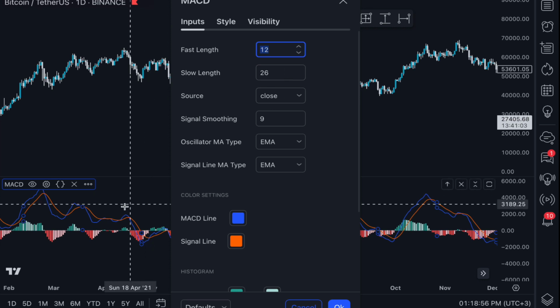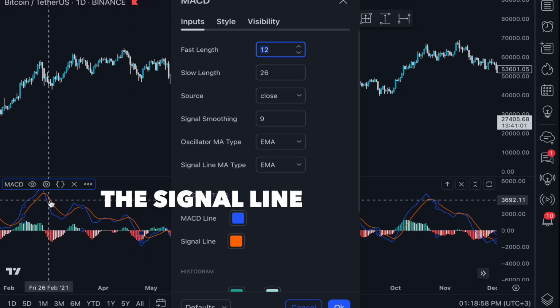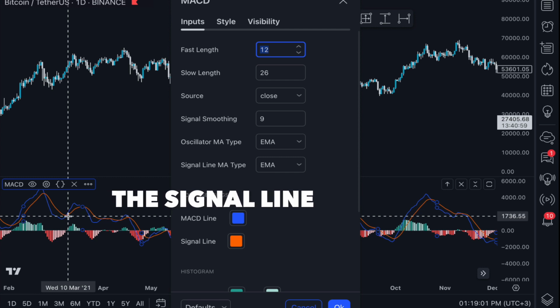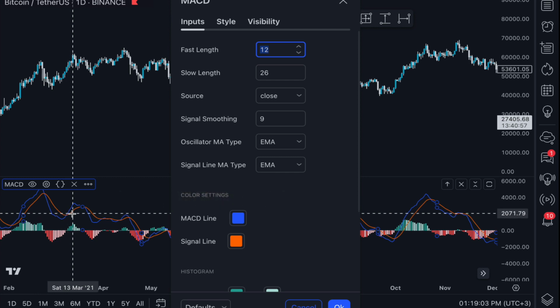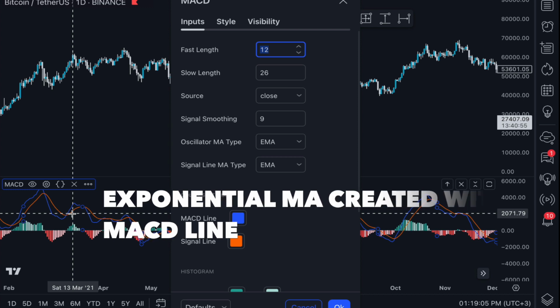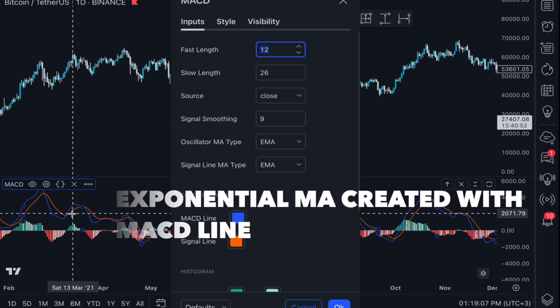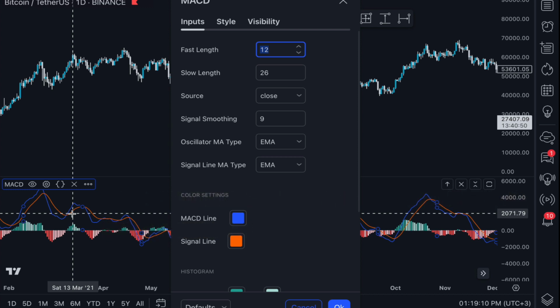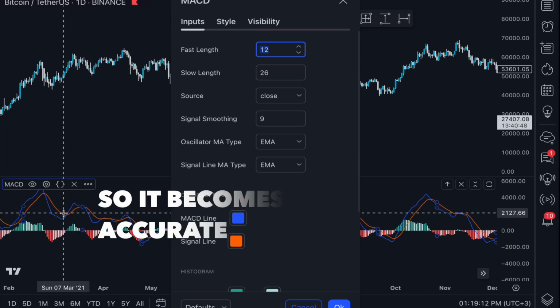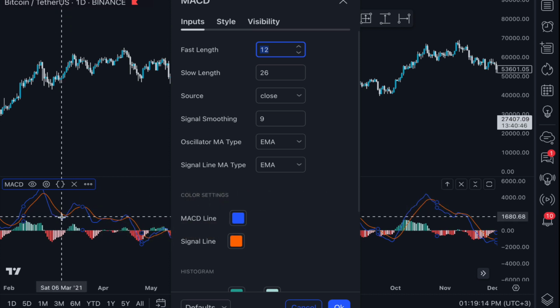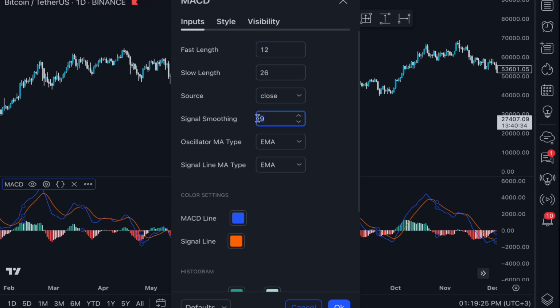At the same time, the second line that we have here has an orange color. This is the signal line. The signal line is an exponential moving average created from the MACD line that I explained before. So the MACD line is additionally smoothed, so it becomes more accurate, and that is why it is called the signal line. Usually, the signal line is used with a lower period than the moving averages used for the MACD line. You can see that the base setting for this line is 9 periods.